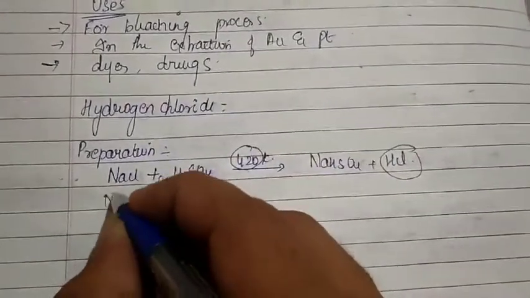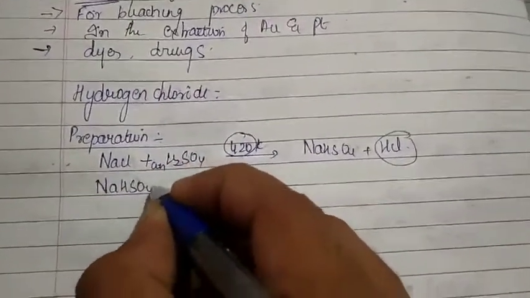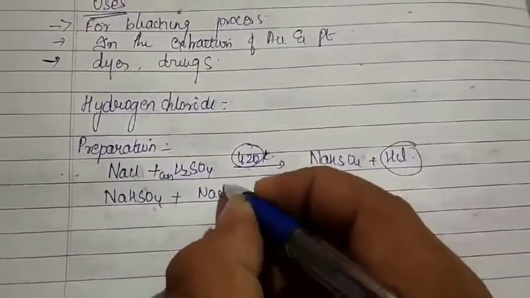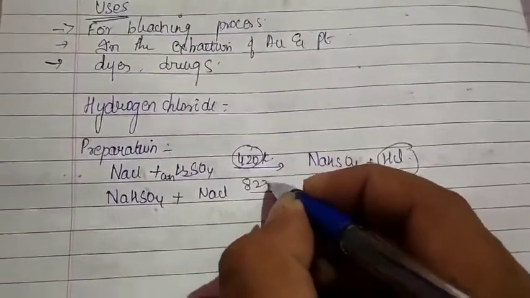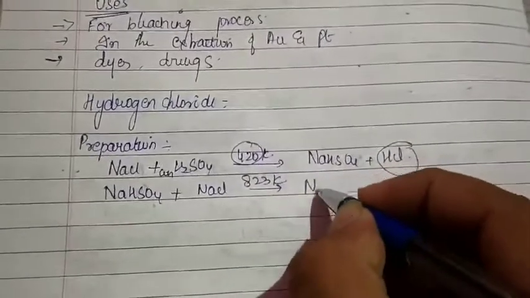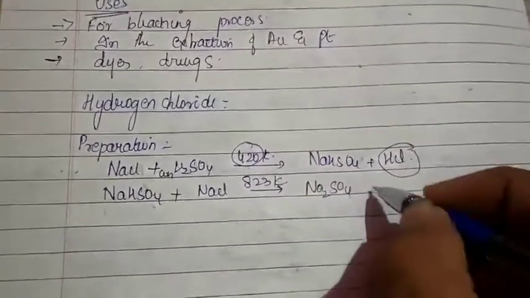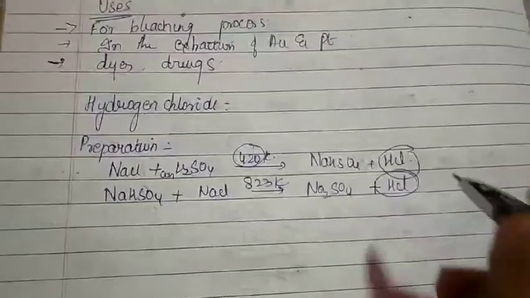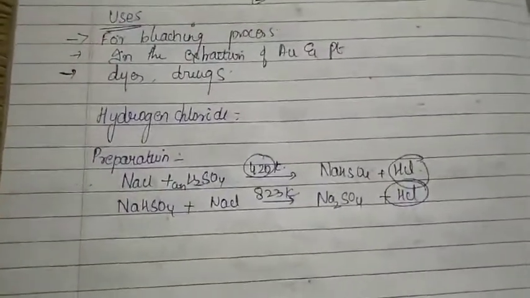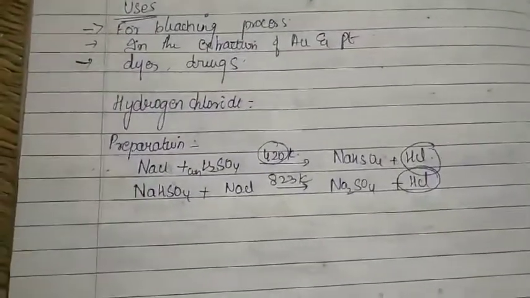There is also another method by treating your sodium bisulfate directly with NaCl. The temperature range you have to maintain is nearly 823 Kelvin. Here also you will be getting sodium sulfate, but along with that we require the important product, that is HCl. So these are the two important methods one can easily prepare HCl in the laboratory.